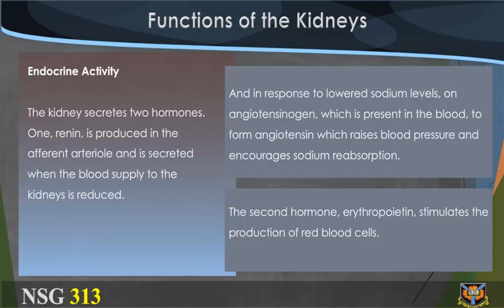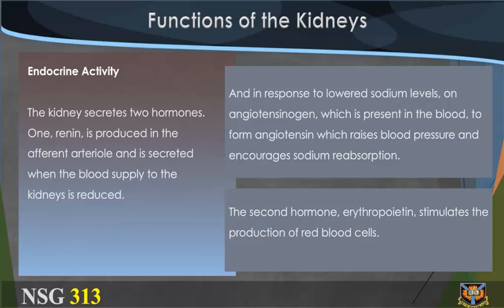Endocrine activity. The kidneys secrete two hormones. One, renin, is produced in the afferent arteriole and is secreted when the blood supply to the kidney is reduced, and in response to lower sodium levels. It acts on angiotensinogen, which is present in the blood, to form angiotensin, which raises blood pressure and encourages sodium reabsorption.